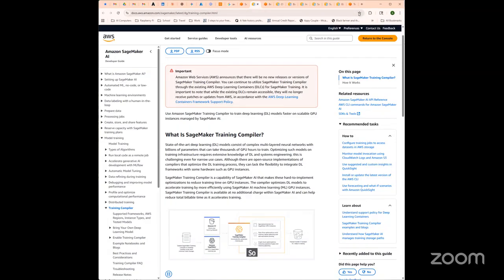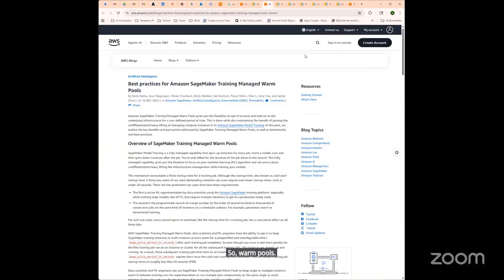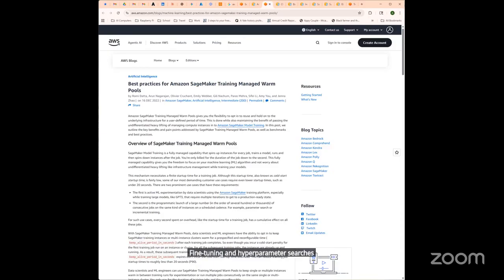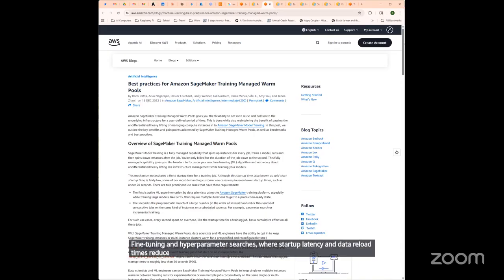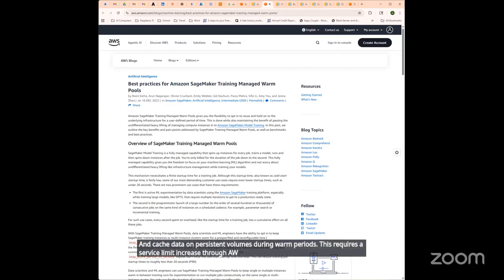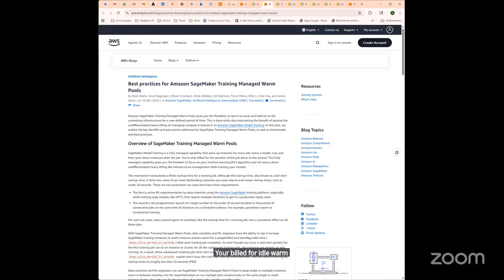So, warm pools. Warm pools avoid provisioning overhead by reusing training infrastructure across jobs. This benefits repeated training workflows, fine-tuning and hyperparameter searches, where startup latency and data reload times reduce efficiency. Specify a keep-alive period in your training job's resource configuration to maintain VMs and cache data on persistent volumes during warm periods. This requires a service limit increase through AWS Support Center. You're billed for idle warm time, but this costs less than full reprovisioning for every iteration. The trade-off favors workflows with frequent training cycles.